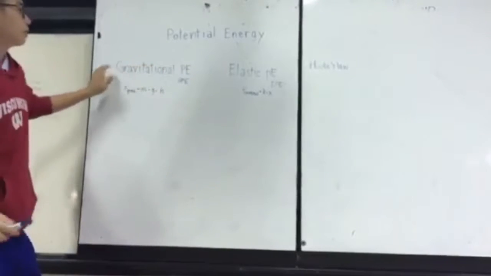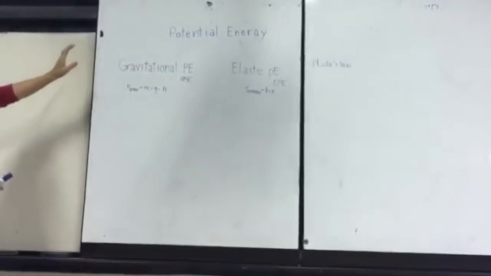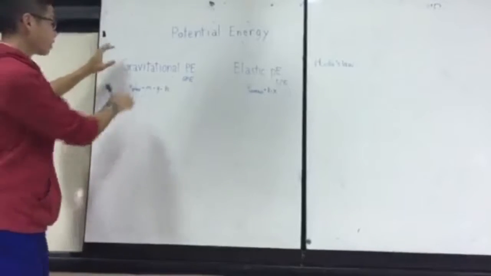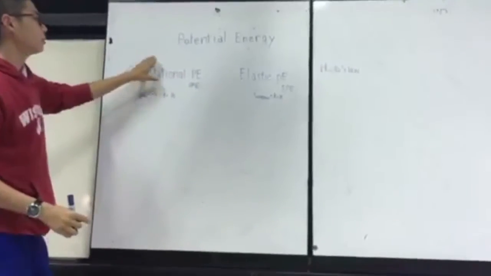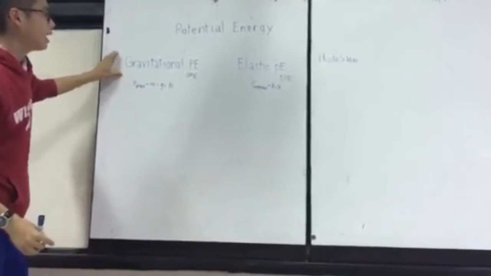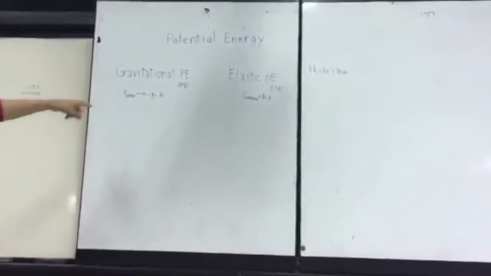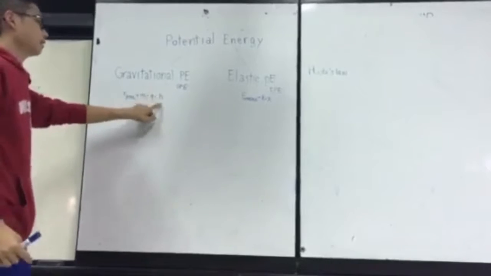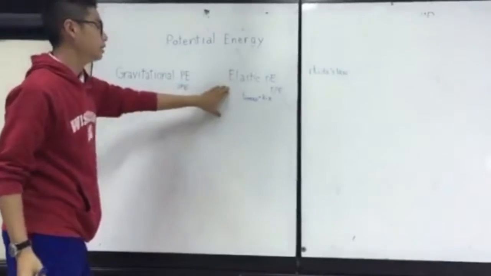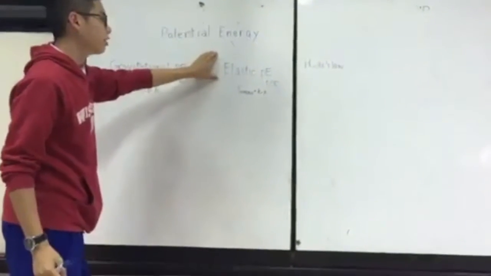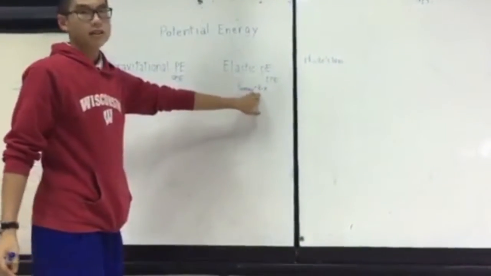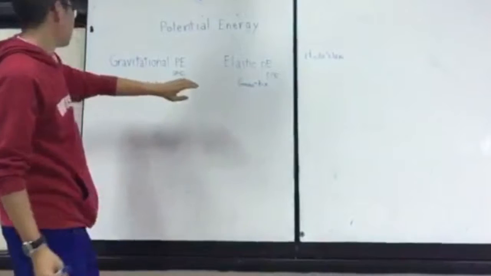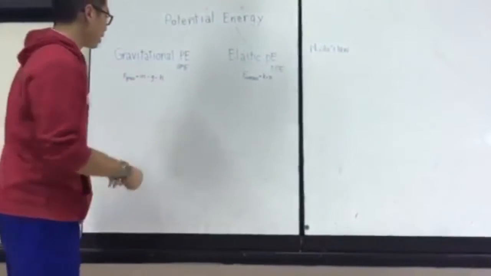This first formula is for gravitational energy. Potential energy is the storage of energy as a result of mass, gravitational energy, and height. And this second one is a storage of energy that is due to the spring constant and the amount of compression.